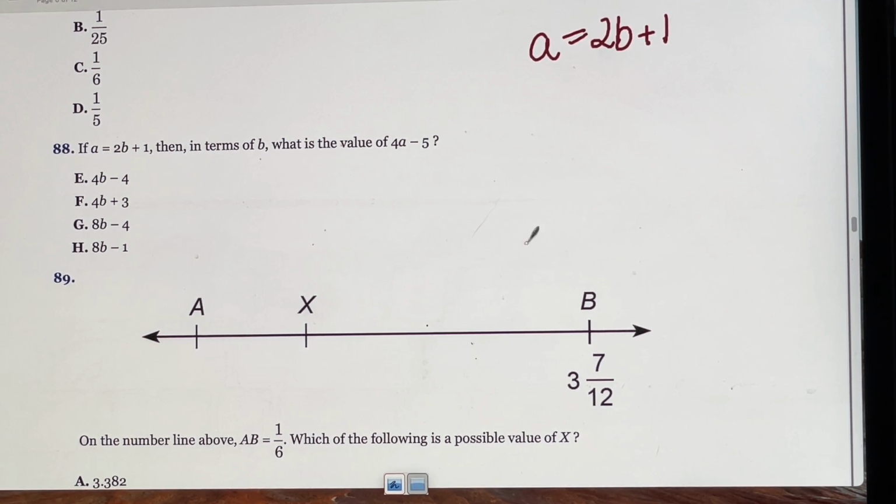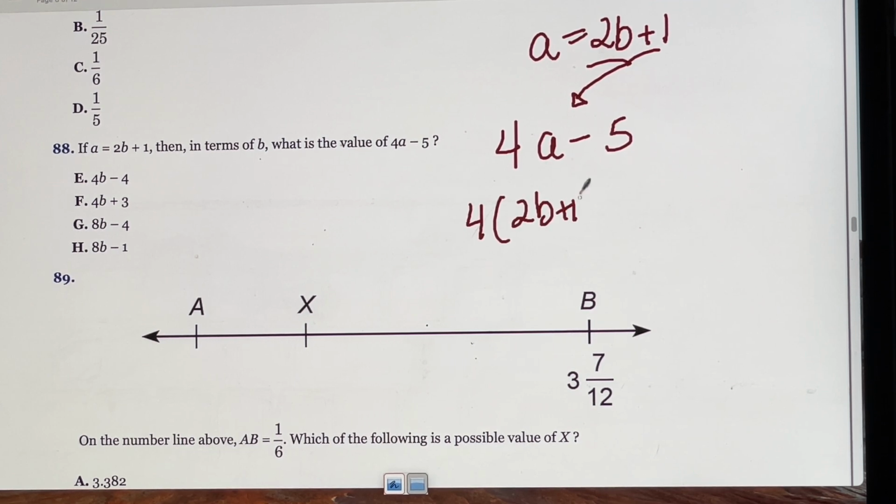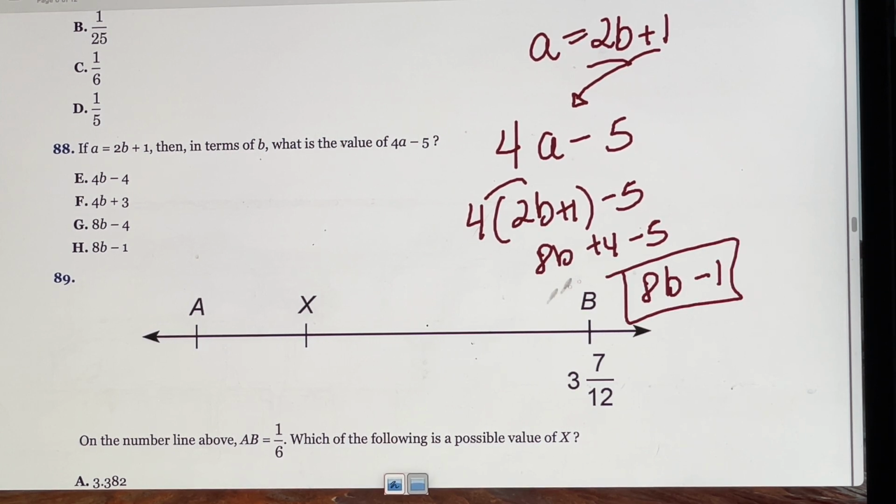Oh, so all we have to do is substitute. So 4A minus 5. We know that A is 2B plus 1. Plug it in here: 4 times (2B plus 1) minus 5. Distributive property: 8B plus 4 minus 5. And then 8B minus 1. Right? Like terms, 8B minus 1 is H.